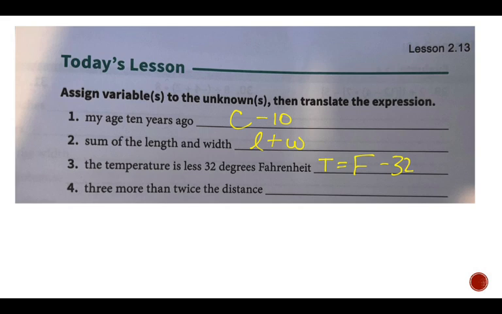Three more than twice the distance, not 2. 3 more. What symbol do I put for more? Plus 3 more. Then what's the twice? What's twice? Times 2. Times 2 against the distance.